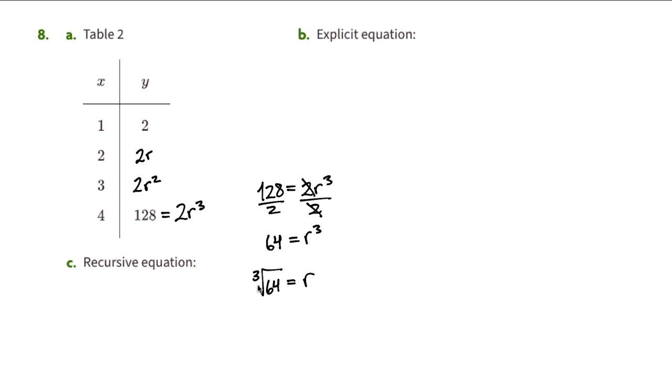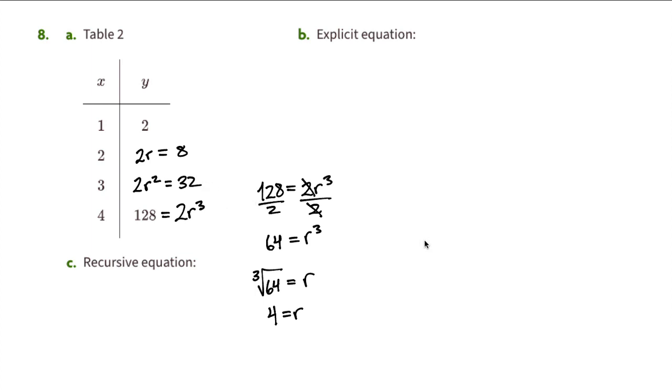In other words, the cube root of 64, that's the number that if we multiply it by itself 3 times, we get 64. And that number is 4. So our common ratio here is 4, which means that this 2r is actually 8, and 2r squared is 32.